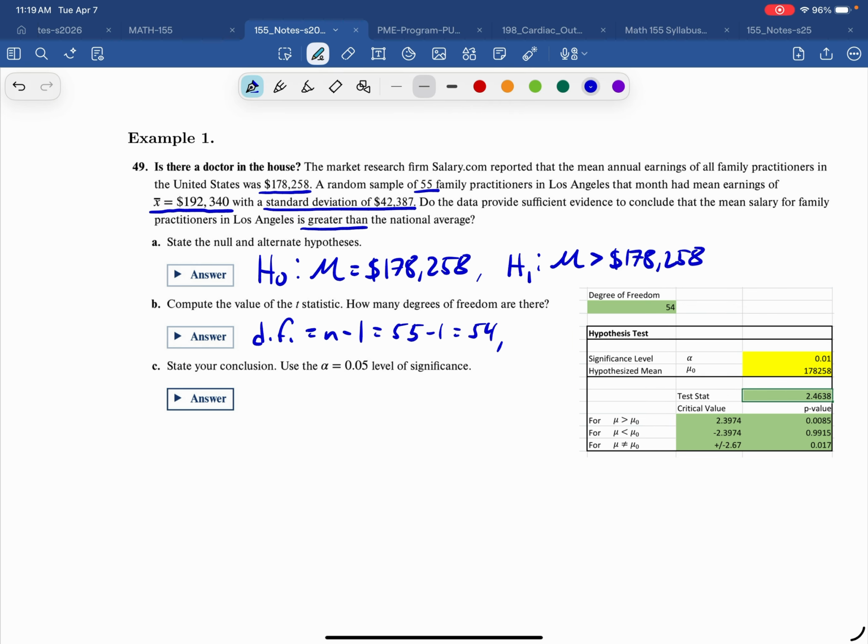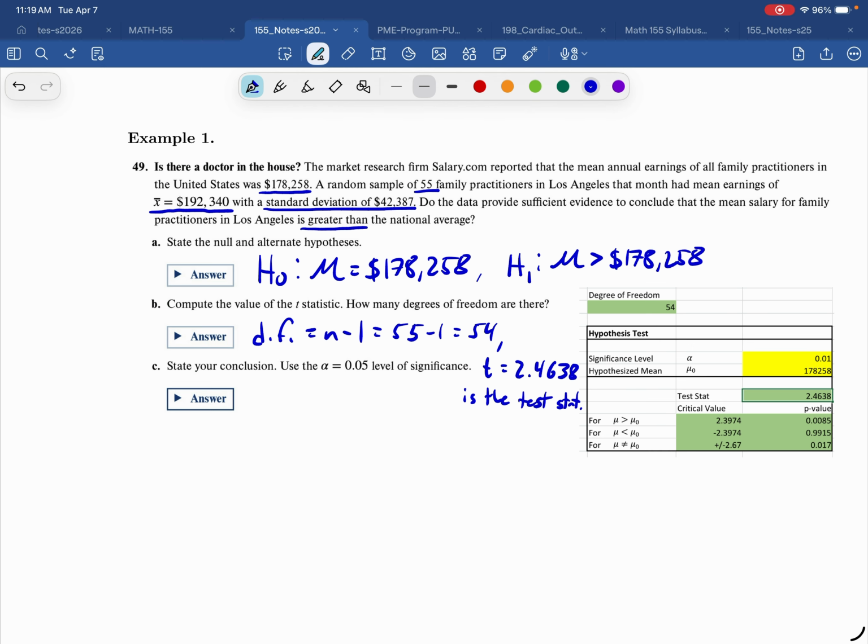And so we get that t equals 2.4638. Remember, t-values should be somewhat similar to z-values, right? If you're getting t values that are really, really high, in the double digits or whatever, you probably forgot to change your hypothesized mean. Okay, but anyway, so this is the test statistic.